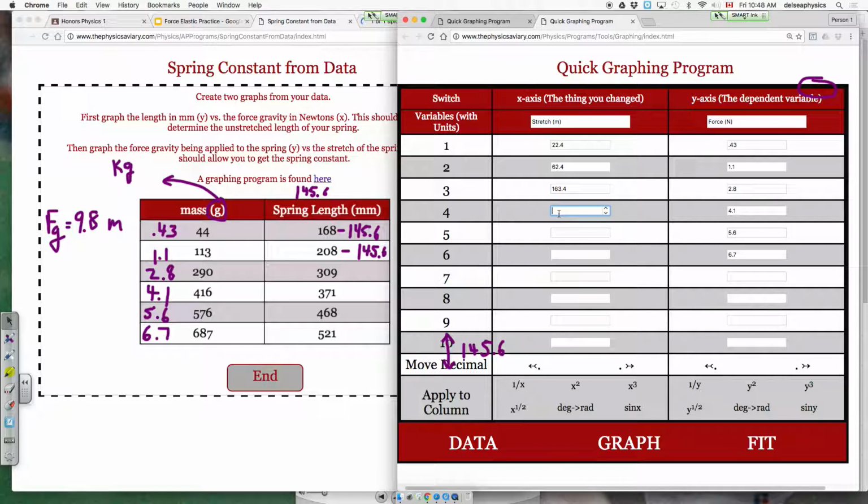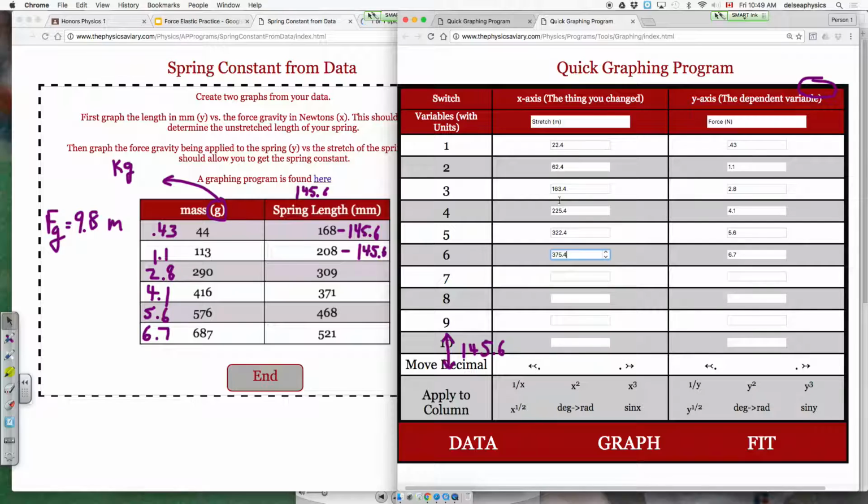163.4. 225.4. 322.4. And last but not least, 375.4.